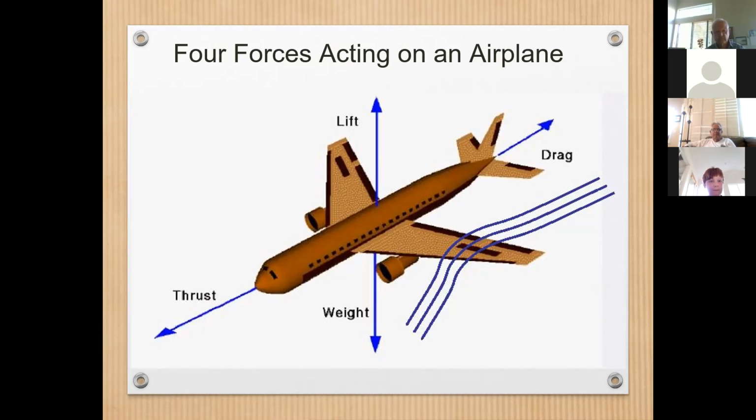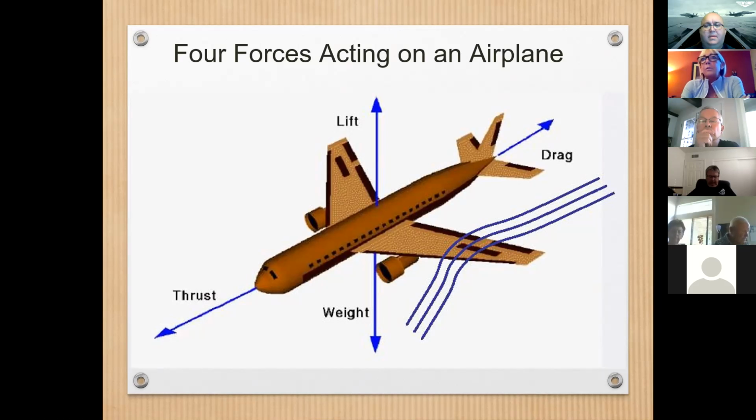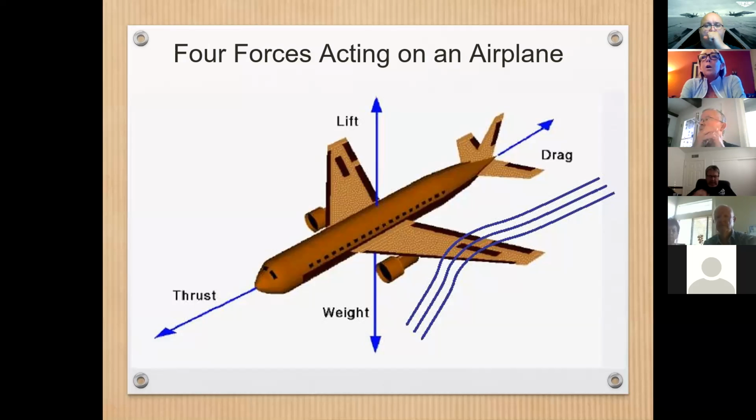There's weight, which is gravity. So if there were no gravity, we wouldn't have weight. And that's just the weight of the airplane and the people inside, etc. And lift. Now, lift is the most important of all of these. They're all important, but lift is the most misunderstood, and it is the one that's the most complex. So we're going to talk mostly about lift.